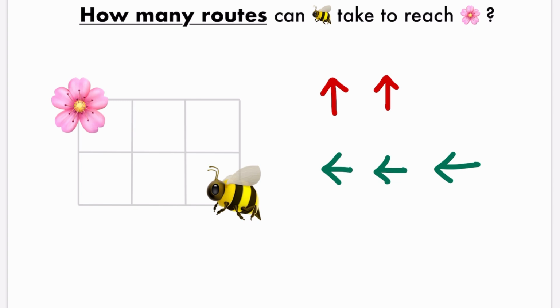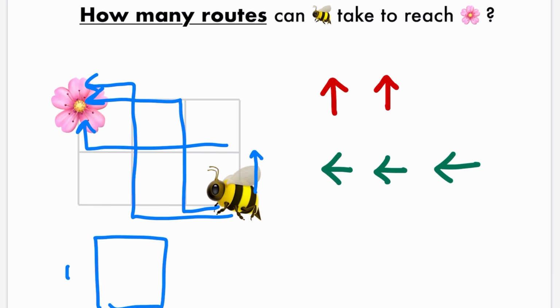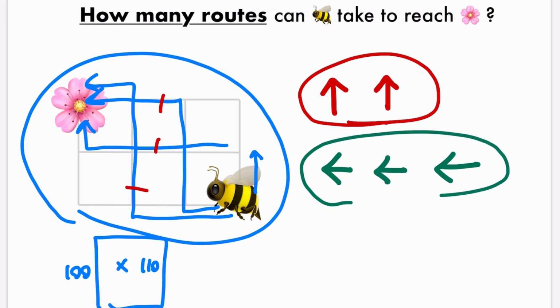As you already realized, if we do it manually, listing out all the possible solutions, it will make this problem complicated and take a lot of time to count all the possible solutions, especially when the grid is larger, like a 100 times 110 grid. So instead of manually listing out all the possible solutions, no matter which route we pick, the bee always moves 2 steps upward and 3 steps leftward.